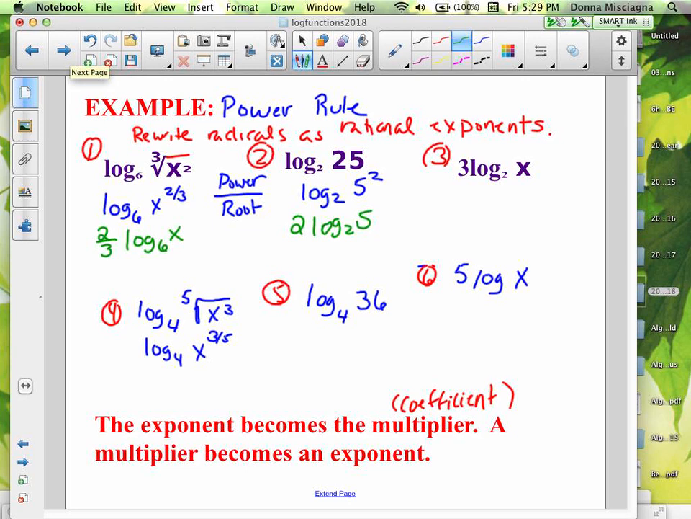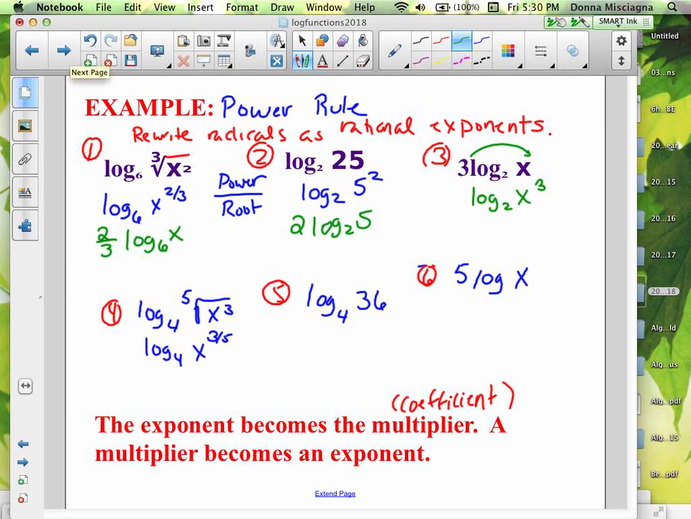Look at that. Sometimes maybe we don't want the coefficient. Maybe we want to move it back as an exponent. And we can do that. So 3 times log base 2 of x is the same as log base 2 of x cubed. Right? The exponent can move back.